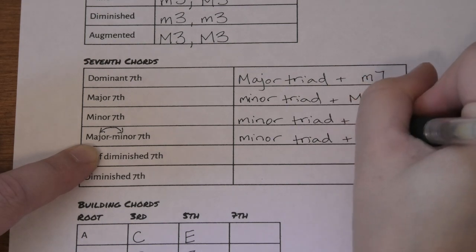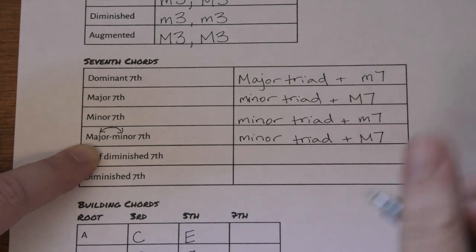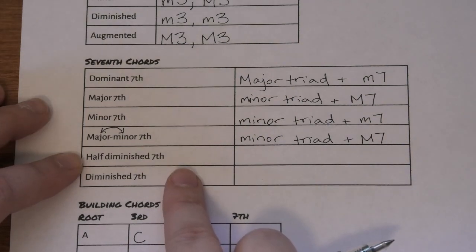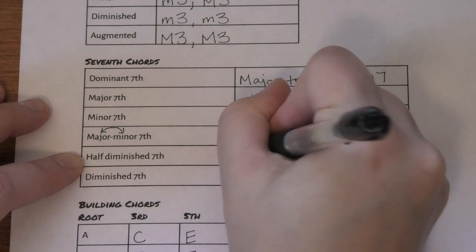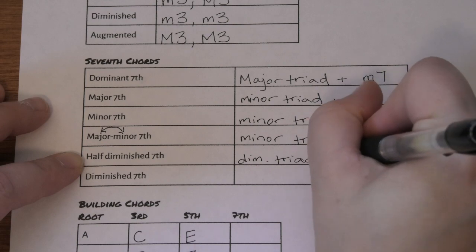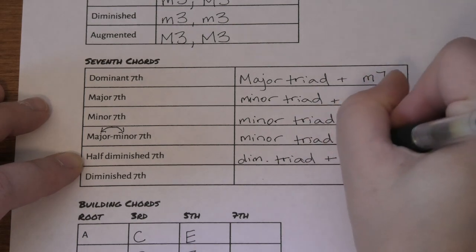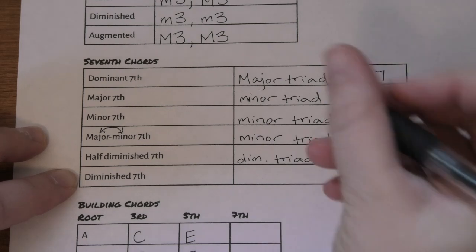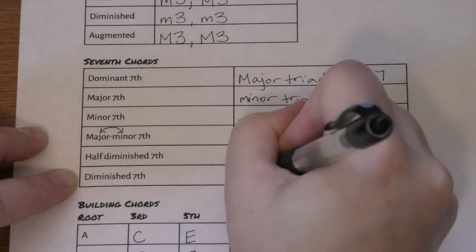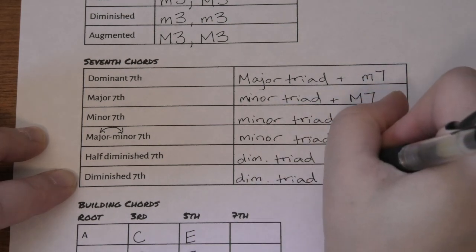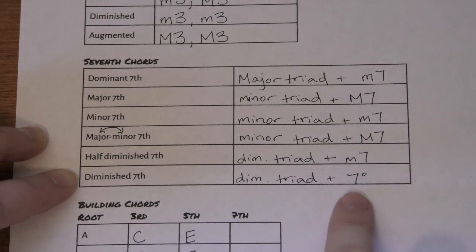plus a major 7th. Okay, then we have our half diminished 7th, and that's going to be your diminished triad on the bottom plus a minor 7th. Okay, and then this last one might throw off your world just a little bit. It has a diminished triad and a diminished 7th.